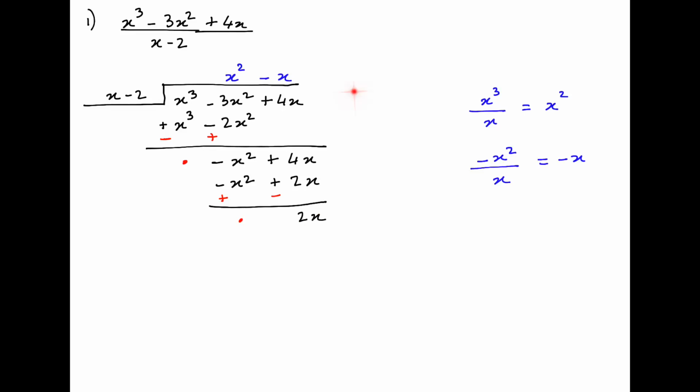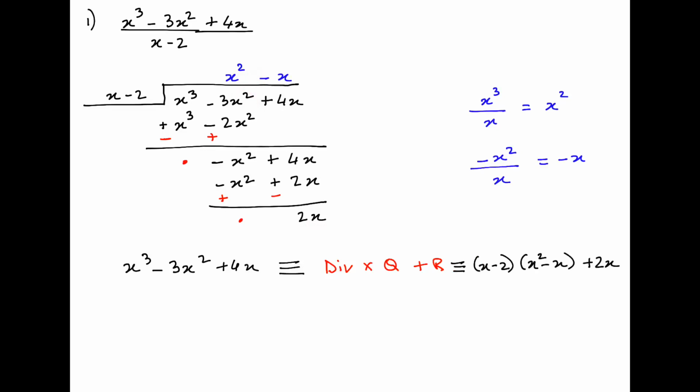So now there are no more terms remaining. So this is solved. I just have to write it in the way I showed you before. If I am writing just the numerator, I will write x cube minus 3x square plus 4x is identical to divisor multiplied by quotient plus remainder. What is our divisor? x minus 2. What is my quotient? x square minus x, and my remainder is 2x.